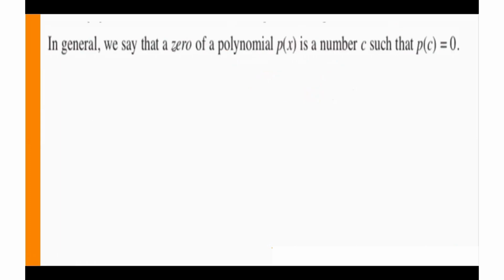In general, we say that a 0 of a polynomial p of x is a number c. So we use a variable in place of the number, such that if we put that number c in place of x, we get p of c as 0.